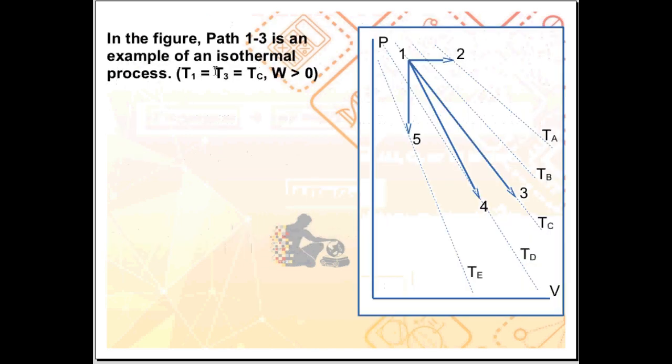In the figure to the right, path 1,3 is an example of an isothermal process. So path 1,3, from initial state 1 to state 3, the temperature remains constant at Tc. T1 is equal to T3 is equal to Tc. And work done is not equal to 0. Work done is greater than 0.